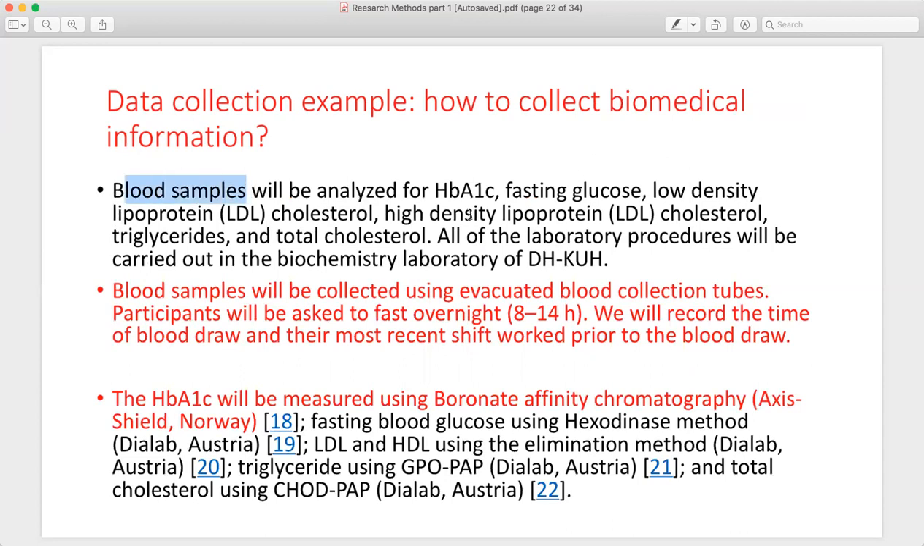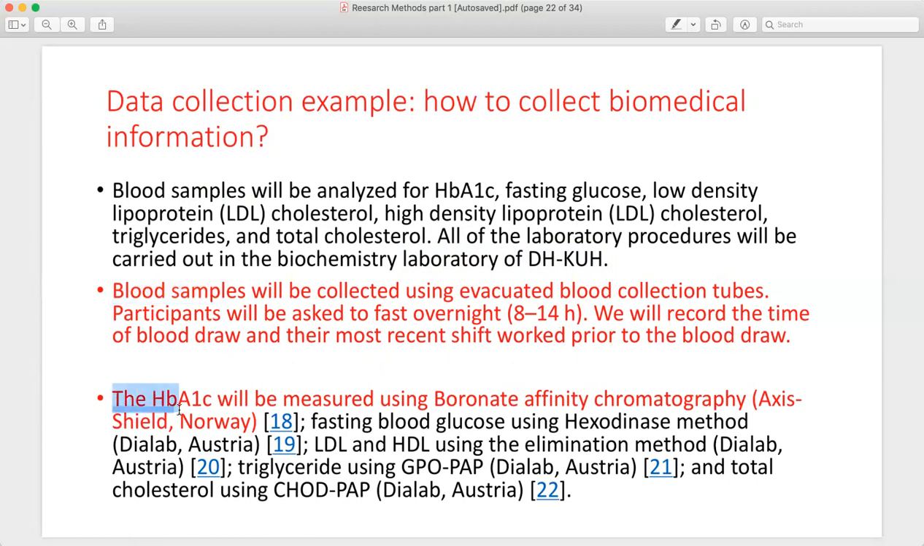Blood samples will be analyzed for HbA1c, fasting glucose, LDL, HDL (high density cholesterol), triglyceride, and total cholesterol in the laboratory of DHQS. It's very important to mention where your biomedical samples are being analyzed. And then how the blood samples would be processed: it will be collected using evacuated blood collection tubes. Participants will be asked to fast overnight. We will record the time of the blood draw and the most recent shift worked prior to the blood draw.